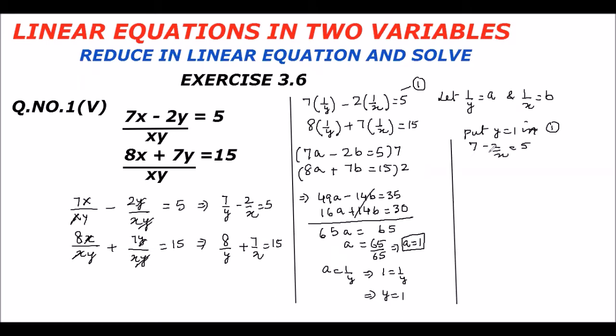Take this 5 this side and this 2 upon x this side. So I'll get 2 is equal to 2 upon x. Or I can write it as, cross multiply and get the answer, 2x is equal to 2. Therefore, x is equal to 2 upon 2, that is 1. So, x is also equal to 1. Therefore, the answer to this question is x is equal to 1 as well as y is also equal to 1. Or we can write that the answer is 1 and 1.